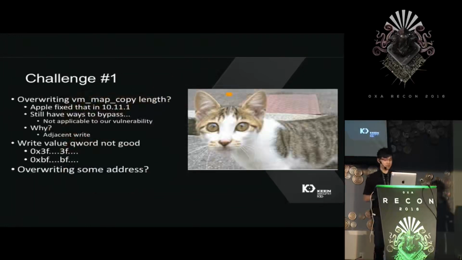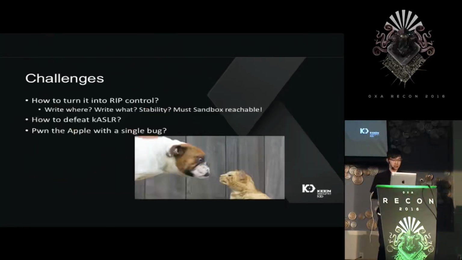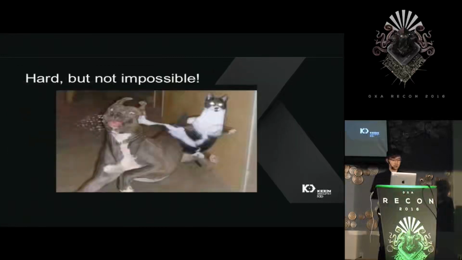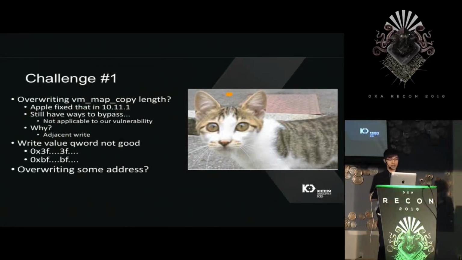So we have several challenges. The first thing that comes to mind for a skilled OSX kernel exploitation researcher may be overwriting a vm_map_copy length, but as Liang said in the previous slides, Apple introduced some mitigations in 10.11.1. Although we still have ways to bypass it, it's not applicable to our vulnerability, because the Blizzard vulnerability requires a continuous write descending from high address to low address. If we choose to overwrite the length in the vm_map_copy, we will definitely also overwrite the header of the vm_map_copy, and it will lead to a kernel panic.